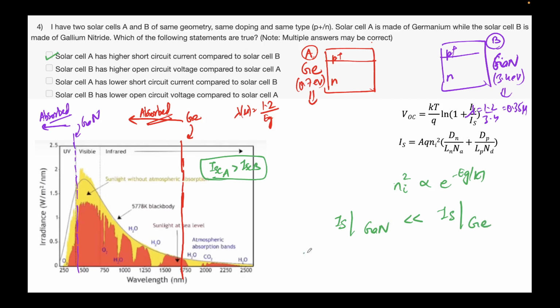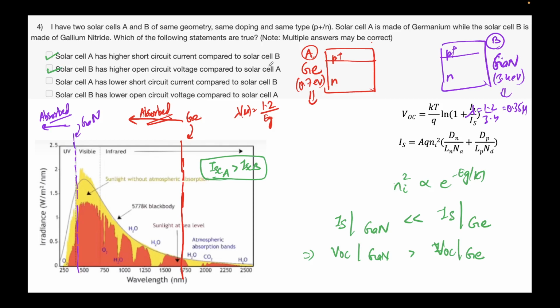This term is smaller. This would mean that the open circuit voltage for gallium nitride will be much larger, because there's a log, so I'm removing the much larger term here, will be VOC of germanium. So the open circuit voltage for the gallium nitride based solar cell in our problem here will be larger than the open circuit voltage for germanium.